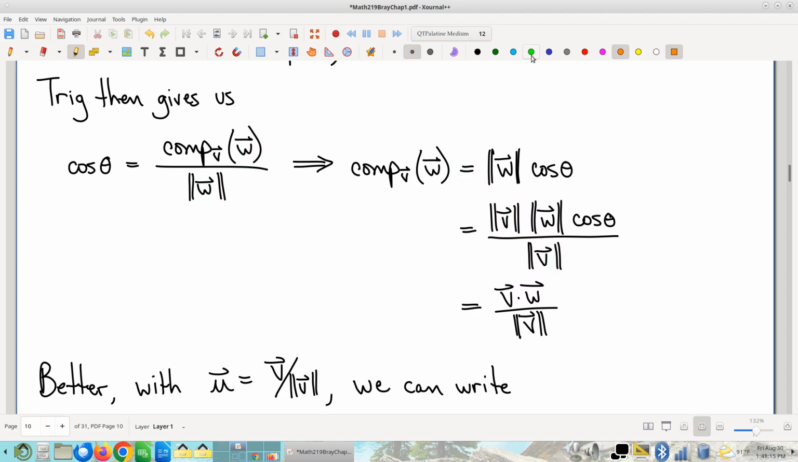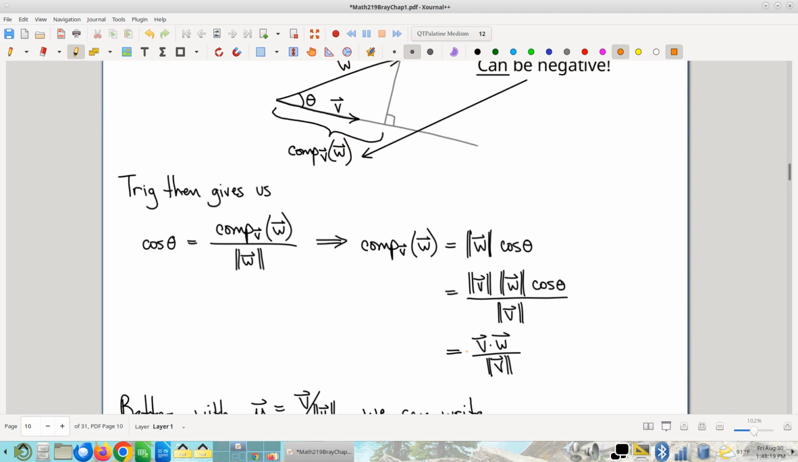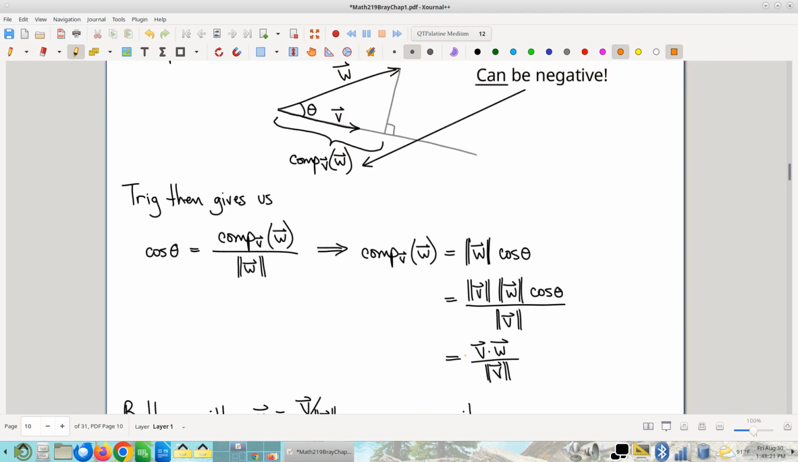And here's our final formula. Let's see if I can get all this onto the same page. Here we go. So the component, namely that, is computed by that formula right there. So it's a good formula to know. By the way, this is not a formula that I memorize. I never have memorized this in my life, for a good reason that I'll tell you momentarily.